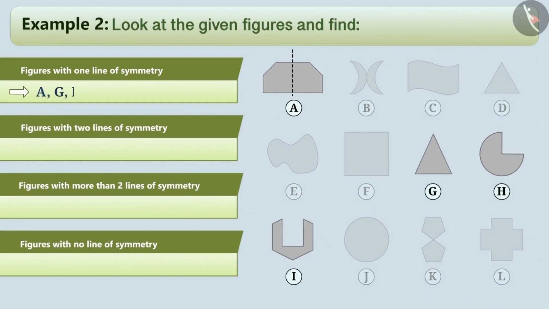Similarly, figures G, H and I have only one line of symmetry. Therefore, these are the figures in which only they have one line of symmetry.